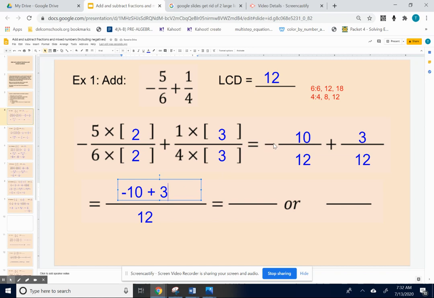Kind of look at it along the top, thinking that negative is right there. That negative and the 10 and the plus and the 3. So on top you have negative 10 plus 3, all over 12. Now just simplify that. Negative 10 plus 3, negative 7.